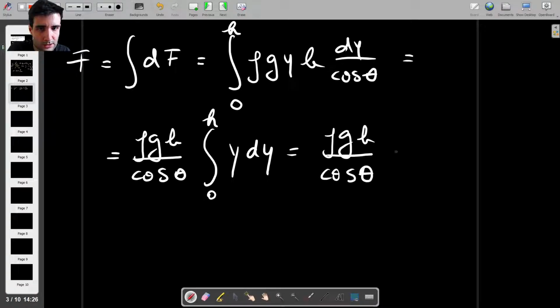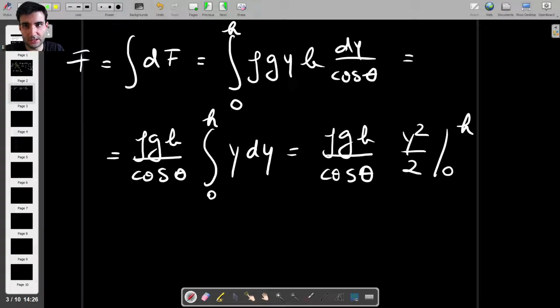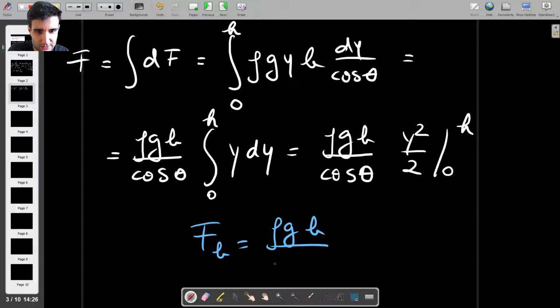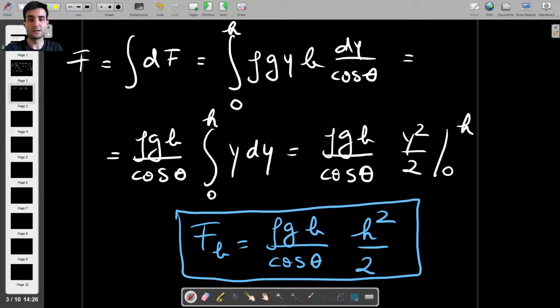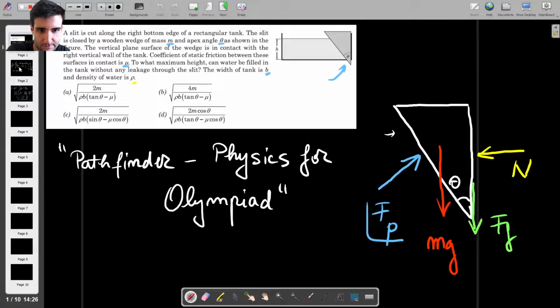This is a very easy integral, right? It's just y squared over 2 from 0 to h, which gives us, finally, and let's use blue to be consistent with the free body diagram, rho g b over cosine theta multiplied by h squared over 2. This I call FP, the force due to the water pressure, the hydrostatic pressure. And that's it. So this force is acting perpendicular to the surface. So we found what this force is.